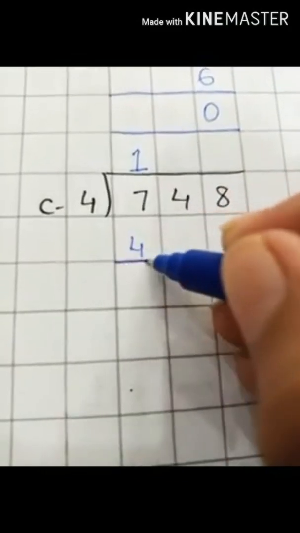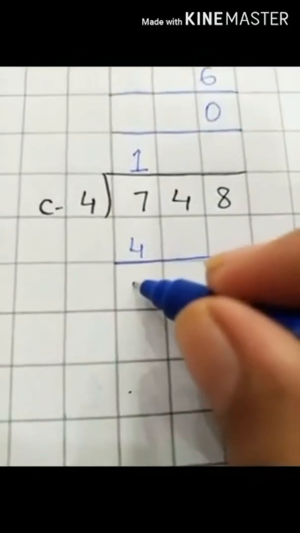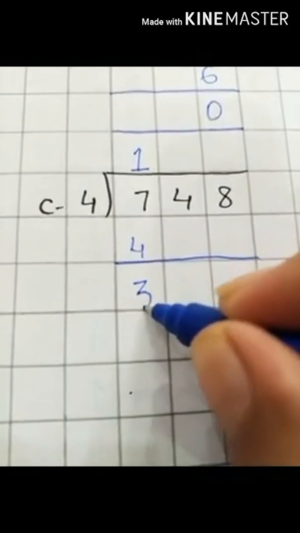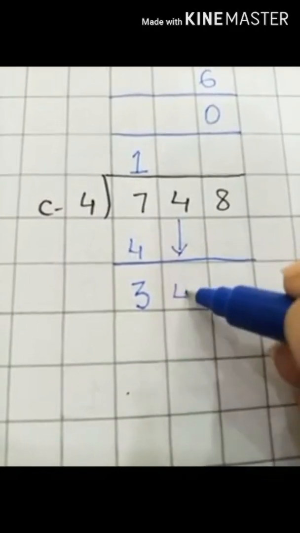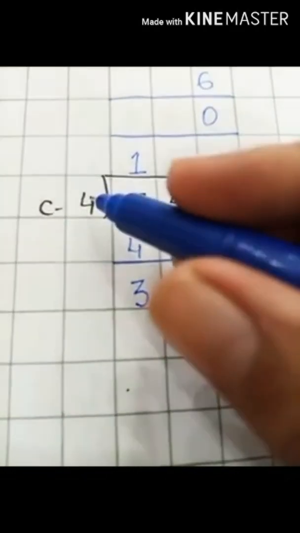So students, here compare the first digits. 7 is greater than our 4. 4 2s are 8. I can't write the 8 here, so I have to write 4 1s are 4 here. Next, students, 7 minus 4 is 3. Here I am writing my answer 3. 3 is smaller than my divisor, so I will have to take this 4 down here, and this will become 34. Now I can divide 34 by my divisor. Read the table of 4 till we get the number 34 or smaller than 34. So students, 4 8s are 32.